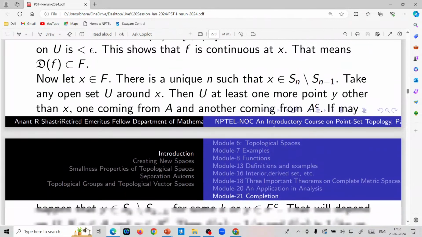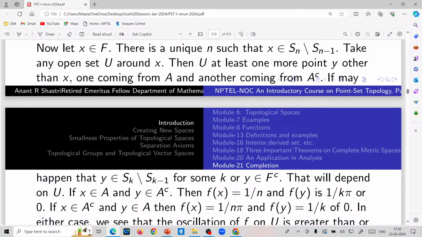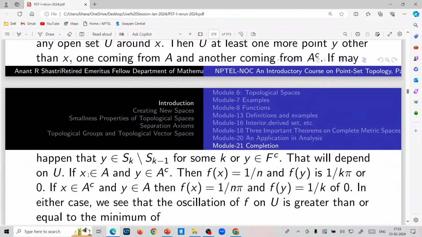It may happen that this point y different from x inside U is in Sk minus 1 for some k, or y is not at all in any of the Sk's and it is in the complement also. If it is in the complement, fy will be 0. If it is in Sk minus 1, you can always choose k smallest. Then depending upon whether y is in A or A complement, we can determine the value of fy. So here are the cases I have written down very explicitly.